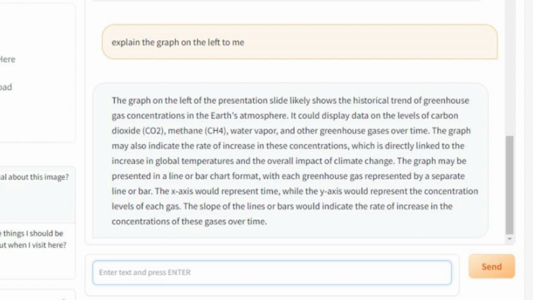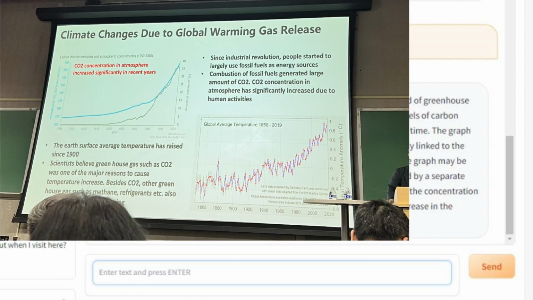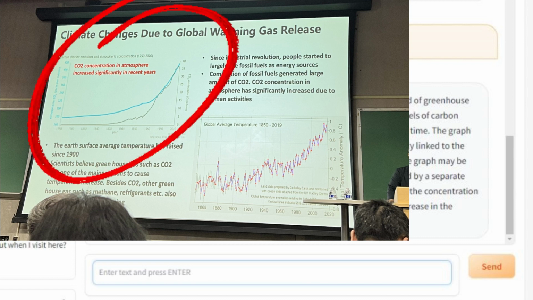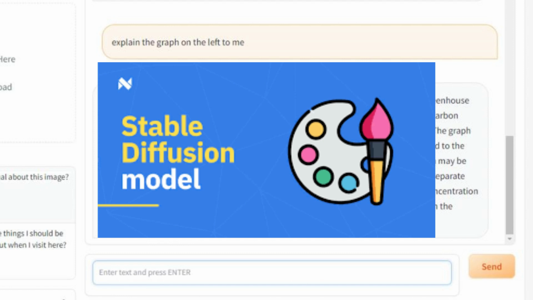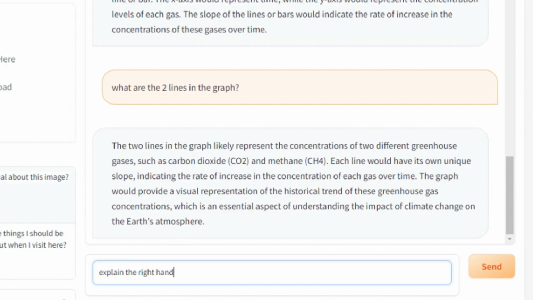To me, what's even more amazing is that the model understood spatial relationship concepts and is able to answer my request to explain the graph on the left correctly. This is something even art generation models like Stable Diffusion aren't able to grasp. Let's put this to the test again and ask it to explain the graph on the right.